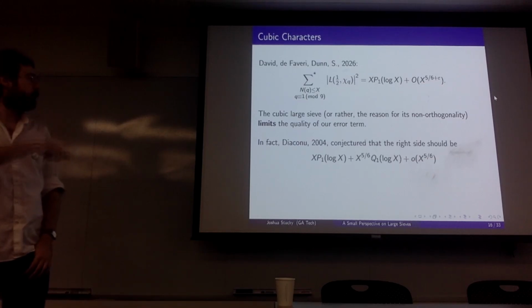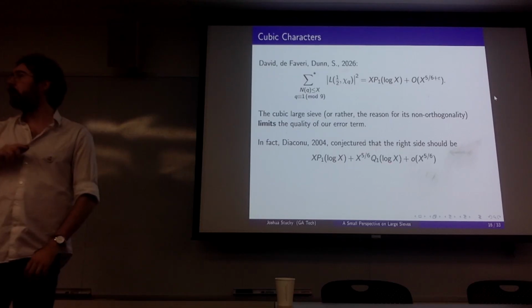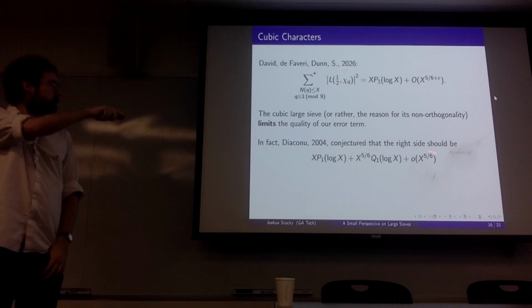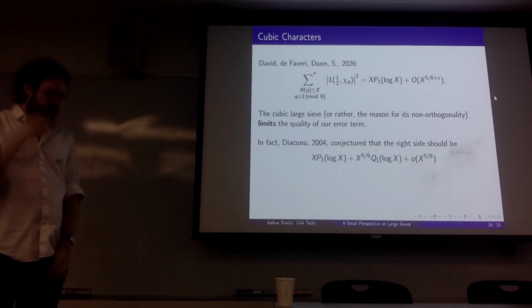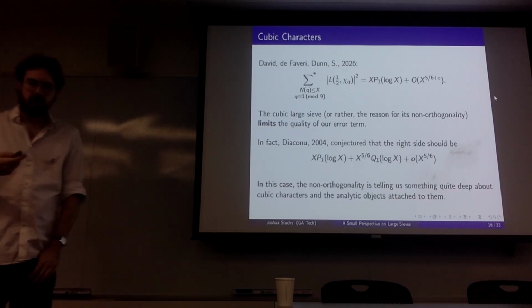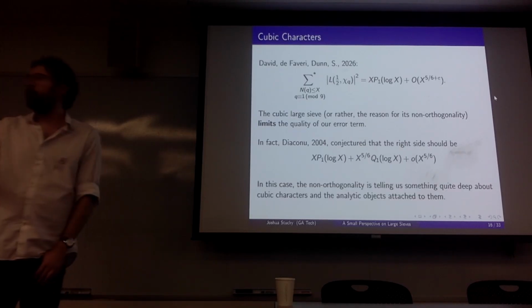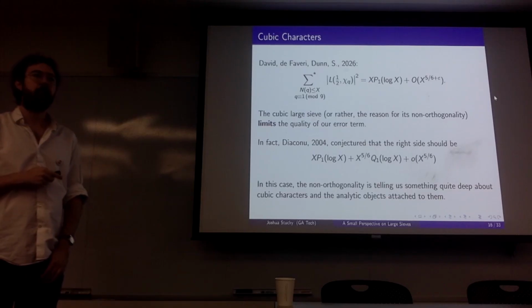And in fact, we conjecture that there should be a second lower order term of x to the 5/6 times some linear polynomial in log x, and then something that's little o of that error. Okay, so here the large sieve non-orthogonality is not something that we overcome or work around. You have to work with it, and it's really telling you something deep about your problem.